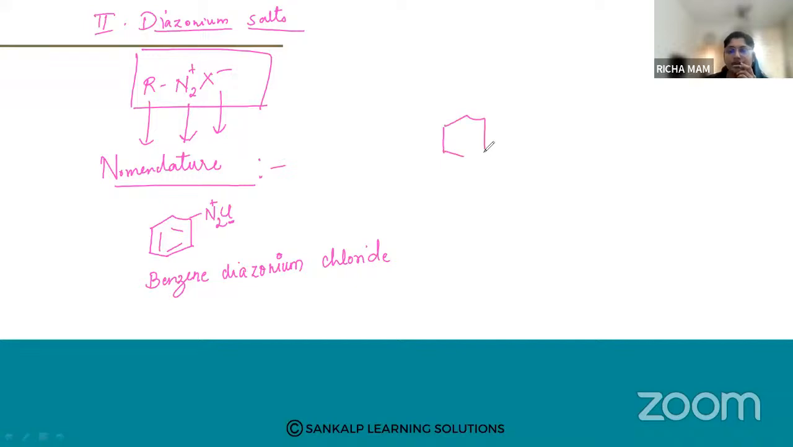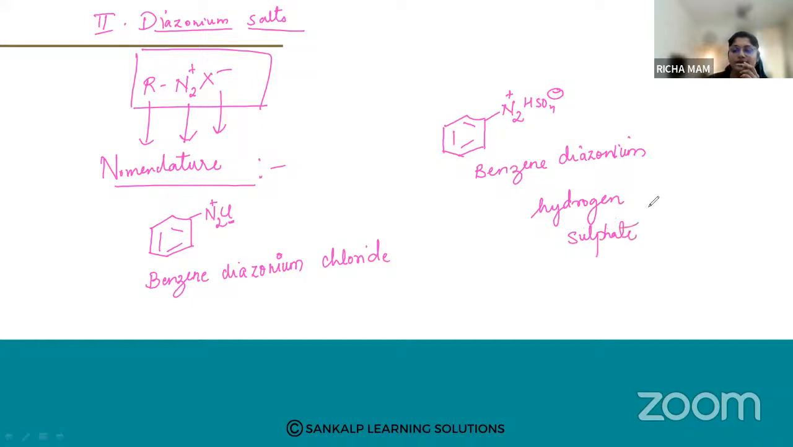One more example. I'll take like this, and N2 plus HSO4 minus. So what is the name now here? Again, benzene. What is the suffix? The suffix is diazonium and hydrogen sulfate. So like this, we are going to name these diazonium compounds. Whenever we are naming the salts of diazonium, diazonium is the word which has to be added at the end of the compound. That is the suffix we are going to add.